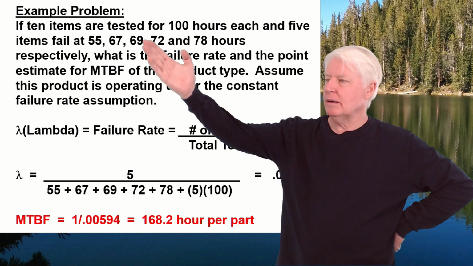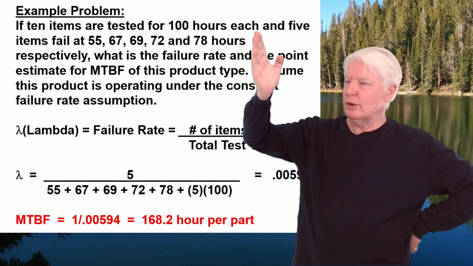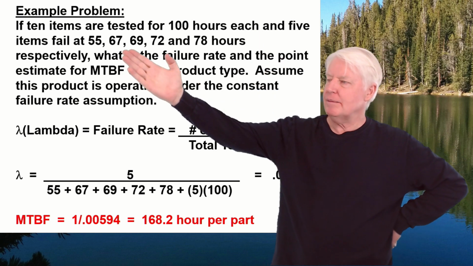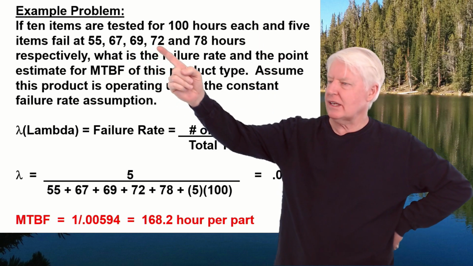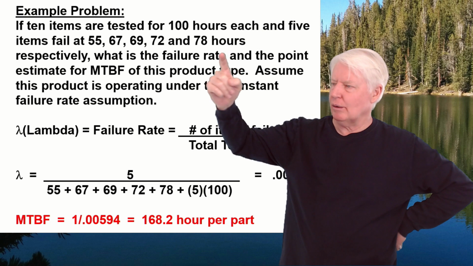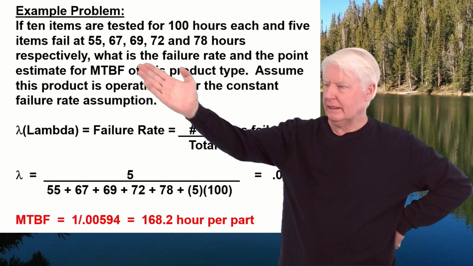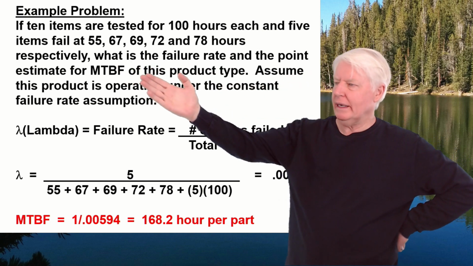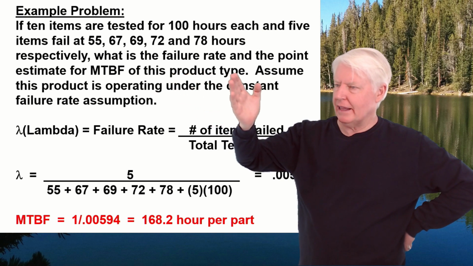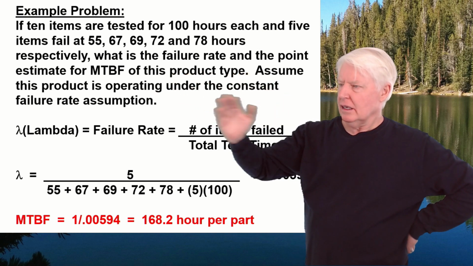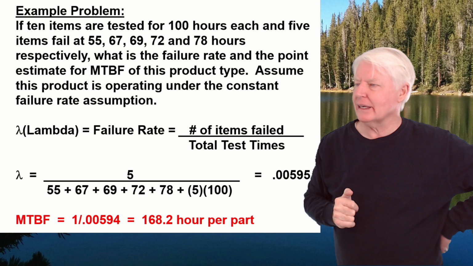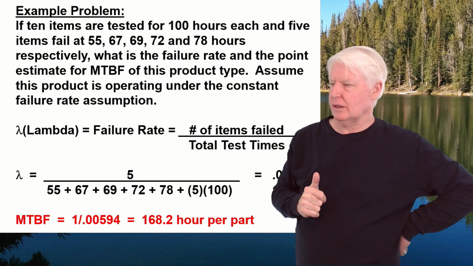If 10 items are tested for 100 hours each and 5 items fail at 55, 67, 69, 72, and 78 hours respectively, what is the failure rate and the point estimate for mean time between failure for this product type? Assume this product is operating under the constant failure rate assumption.